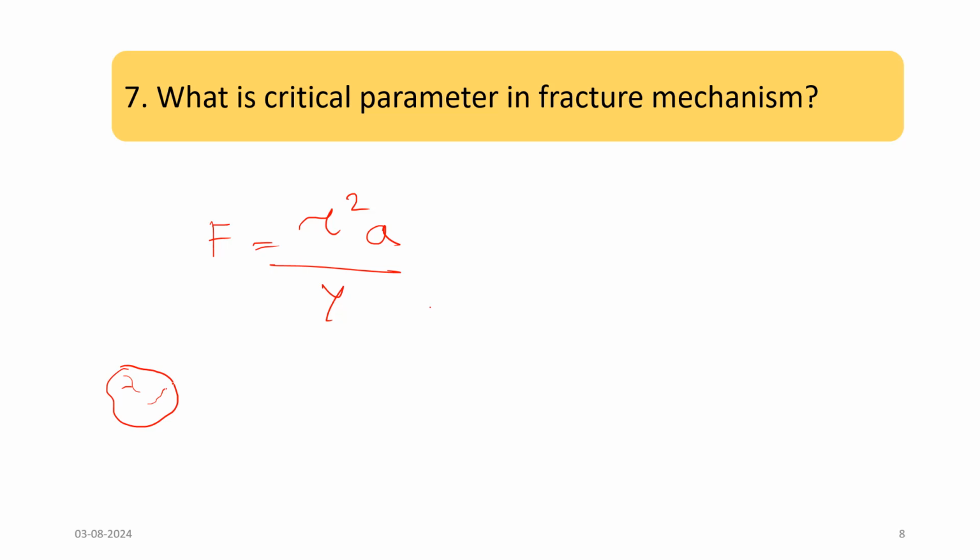Here F is the critical parameter, tau is the stress applied, A is the crack length, and Y is the Young's modulus.